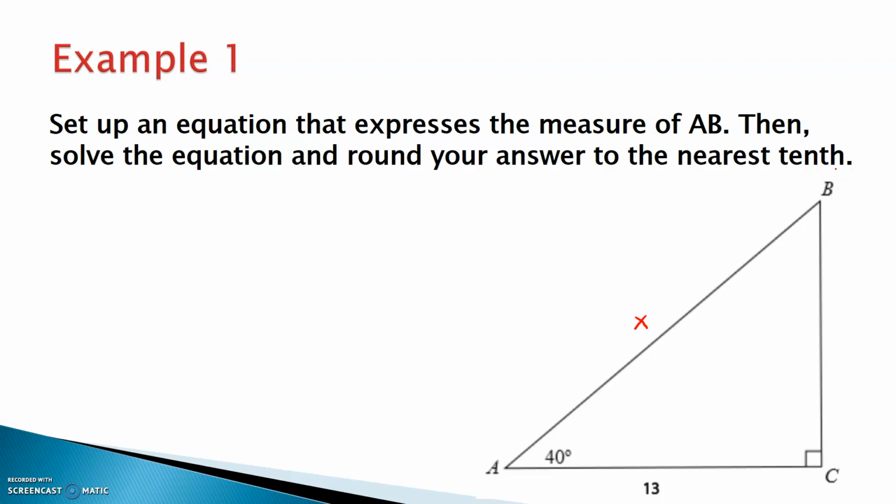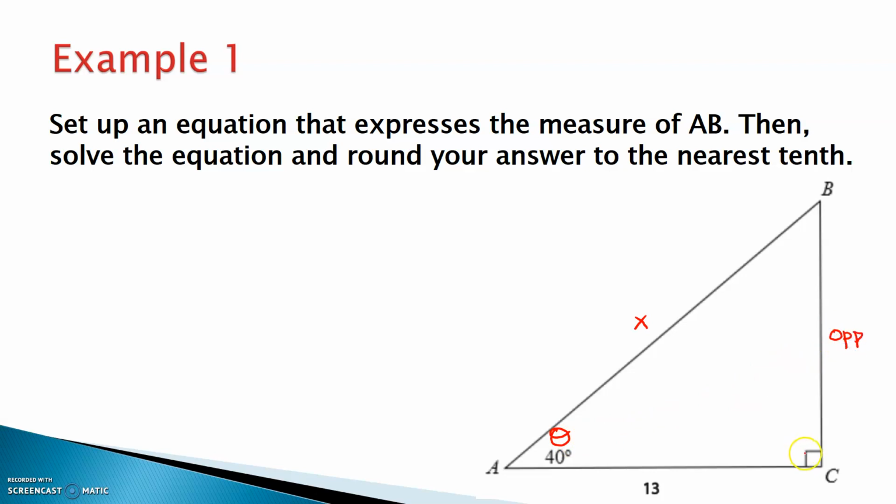But again, it all starts with where are we standing? Well, look at the degree that they give us. They give us that this degree is 40, so why not use that as our reference angle? That's where we're standing. That's going to be theta. So again, if I go directly across, this makes this the opposite side.